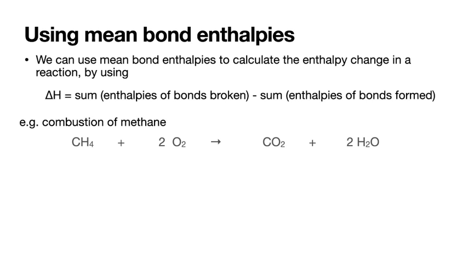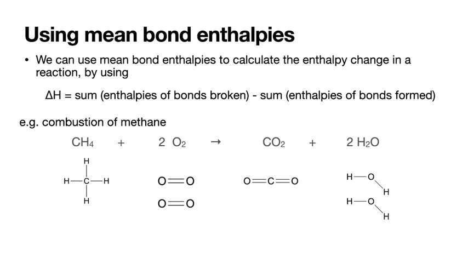Let's look at the exact molecules involved in this equation. 1 molecule of methane, 2 molecules of oxygen, 1 molecule of carbon dioxide, and 2 molecules of water. First, let's look at the bonds being broken. We'll start with methane. Methane has 4 CH bonds, which are all broken in the reaction. 1, 2, 3, 4. That's 4 CH single bonds. Oxygen has 1 double bond, but there are 2 molecules in the reaction. 1, 2. So that's 2 oxygen-oxygen double bonds.